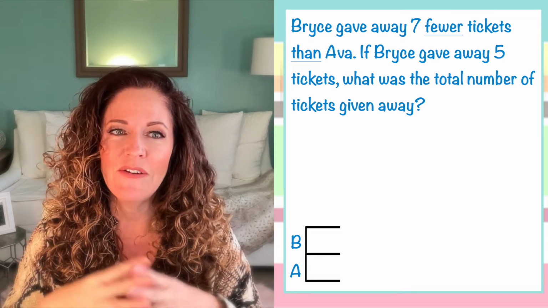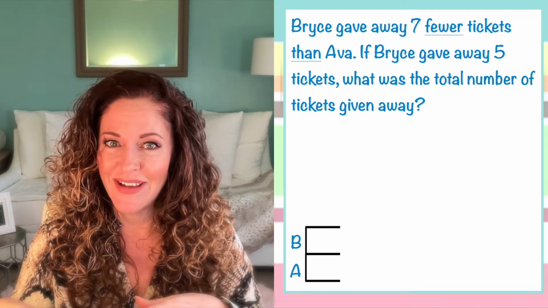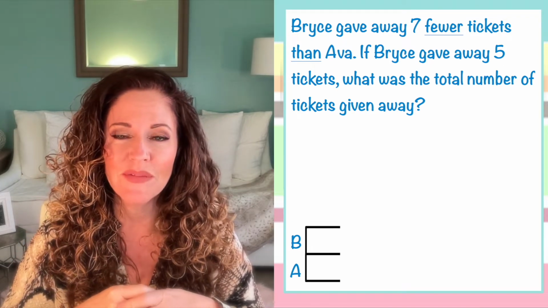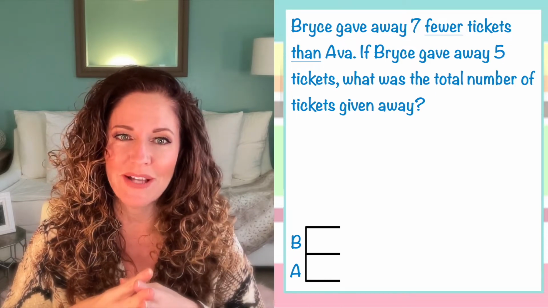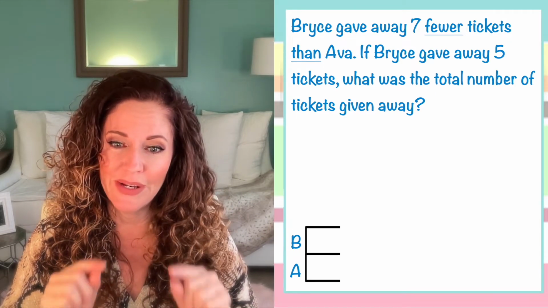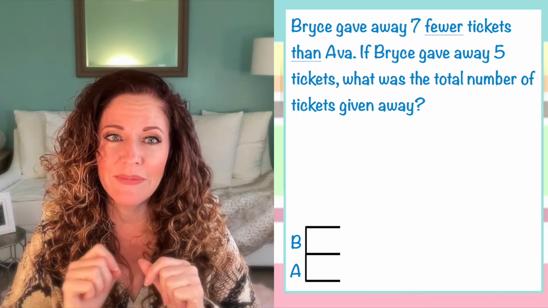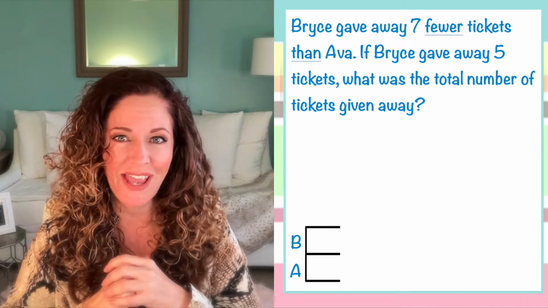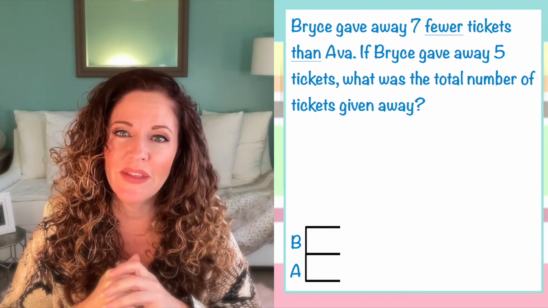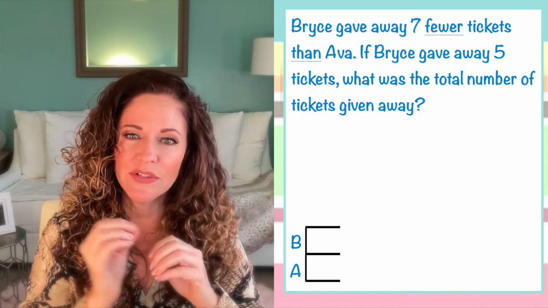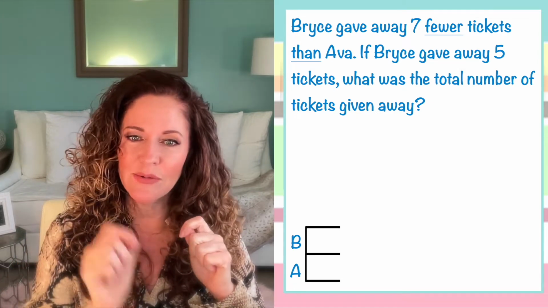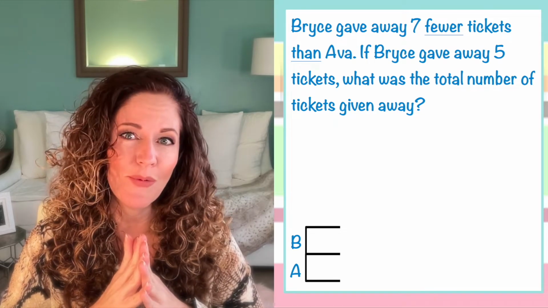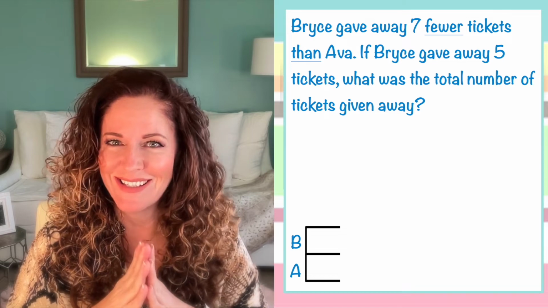Bryce gave away 7 fewer tickets than Ava. I am comparing the number of tickets that Bryce gave away to the number of tickets that Ava gave away. So I'm going to put in my model a B and an A, and you'll do the same thing just to keep our labels straight. I labeled Bryce first only because he came first in our problem. And that's the way that I always will do my model. Whoever comes first in the problem that's being compared, that's who I'll put in that top box.